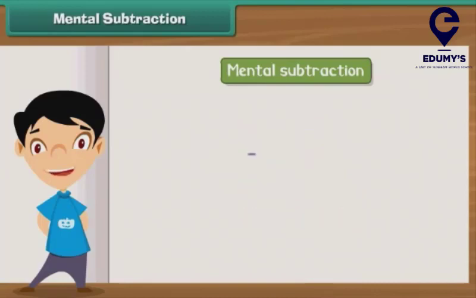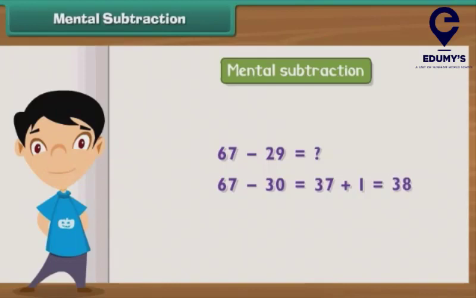Let us try to subtract 29 from 67. Since the second number must end with a 0, we subtract 30, not 29, from 67. The subtraction gives us 37. But we subtracted an additional 1. So we add 1 to the difference. Thus, the result of subtracting 29 from 67 is 38.